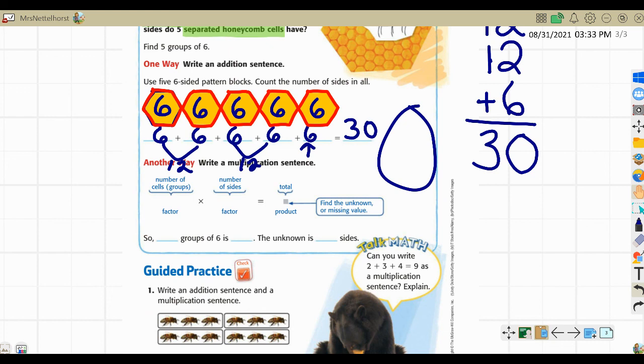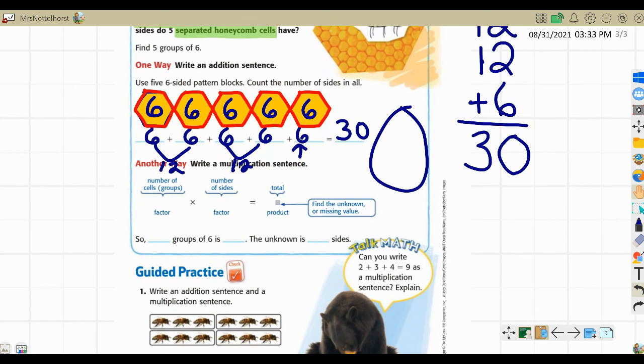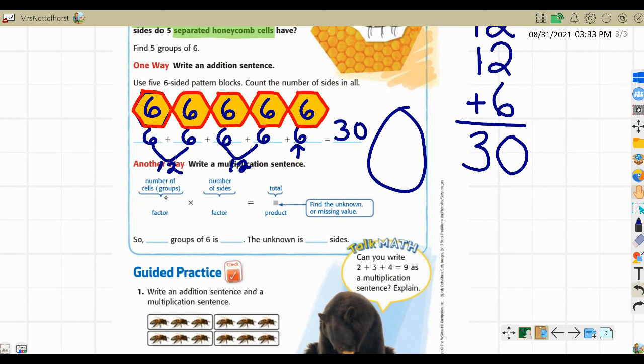So I have 5 cells. Oops, need my marker. I have 5 cells. Those are my groups. That is a factor. The number of sides is 6. There's 6 sides on each cell. That's also a factor. When I multiply my two factors, the answer is a product.